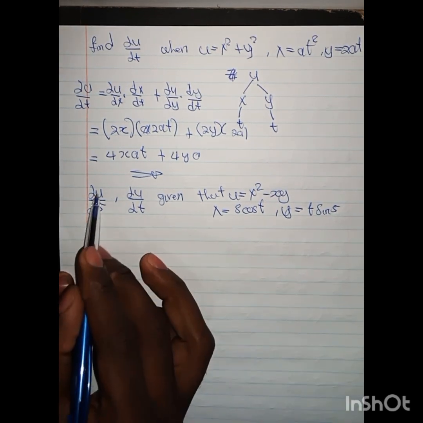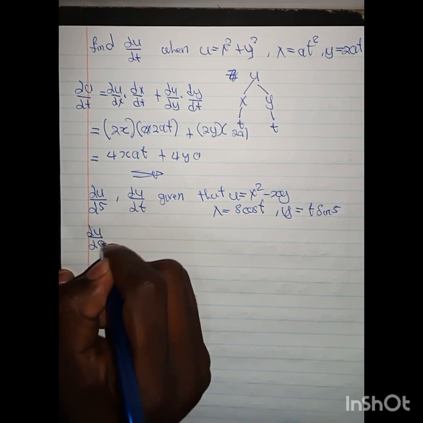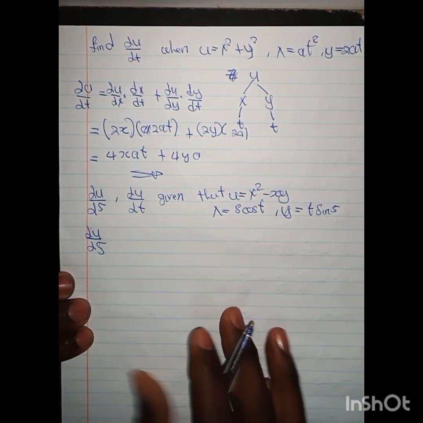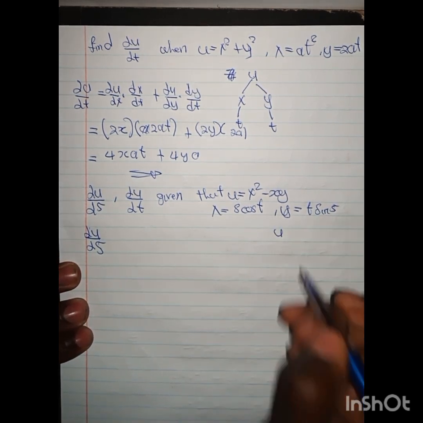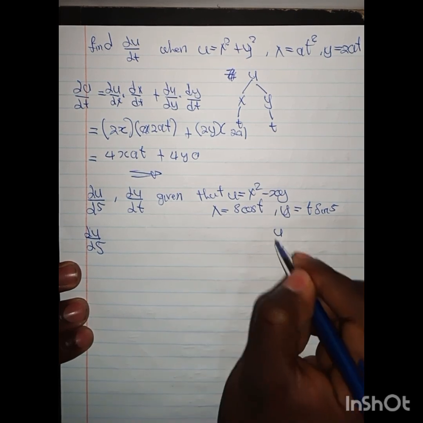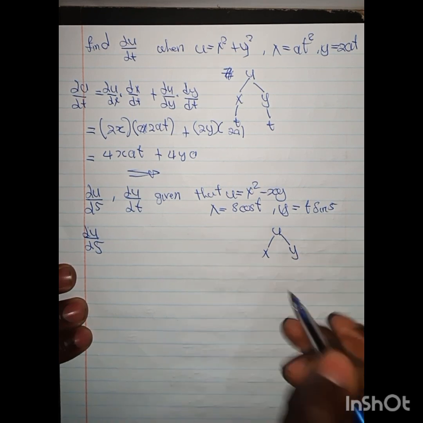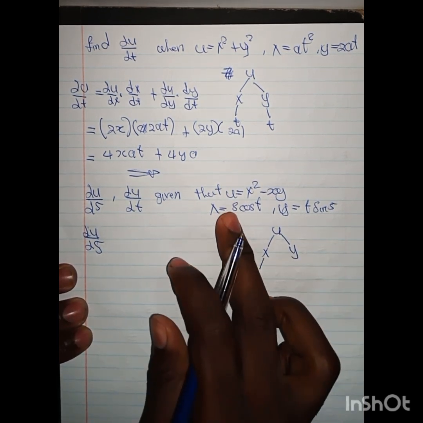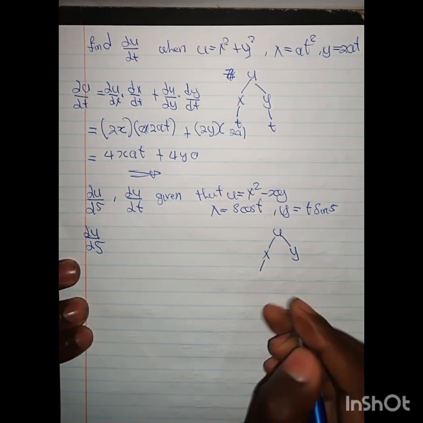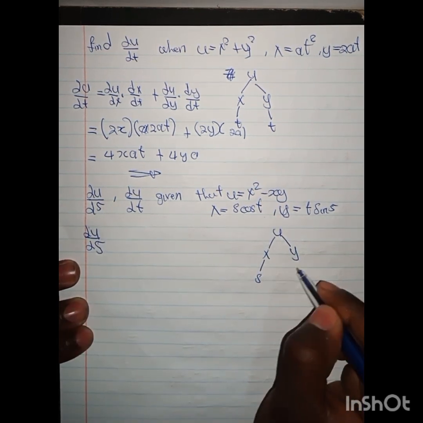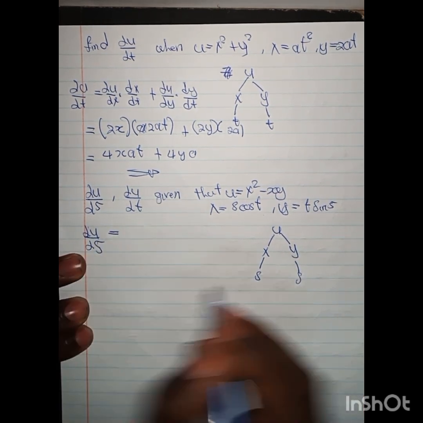Then when we want to find du/ds, you can draw the diagram starting with the main function u like this. Then we check: u depends on x and also depends on y. However, x as a subfunction will depend on s and t. But considering the question, we want to find du/ds, it means x must depend on s, and y must also depend on s.